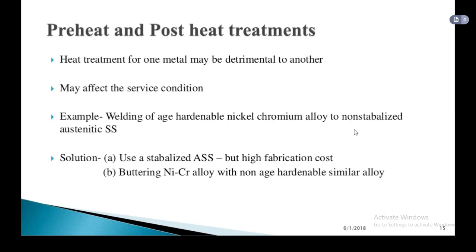Preheat and post heat treatment play a very important role. The heat treatment for one metal may be detrimental, and for another, may affect the service condition. Means as we discussed, when we are joining two dissimilar materials, what is the role of preheat on it, and what is the role of post heat treatment on it? If cracks are developed inside the weld zone, then we need to apply some post heat treatment to remove that distortion or cracks.